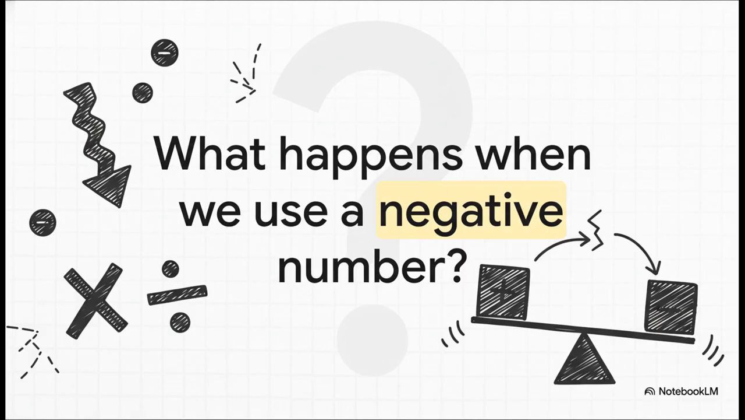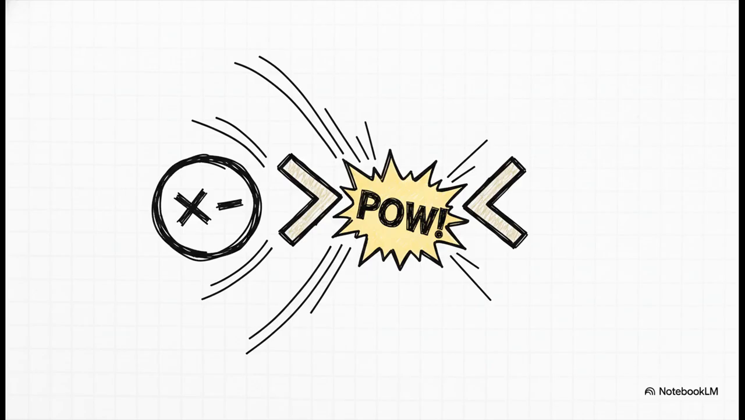And honestly, it's the most common place where people make mistakes. And here it is, the golden rule of inequalities. Listen up. Anytime you multiply or divide both sides of an inequality by a negative number, you must flip the sign. You have to reverse the direction. A greater than becomes a less than, and a less than becomes a greater than.